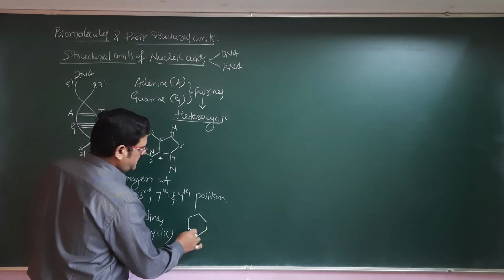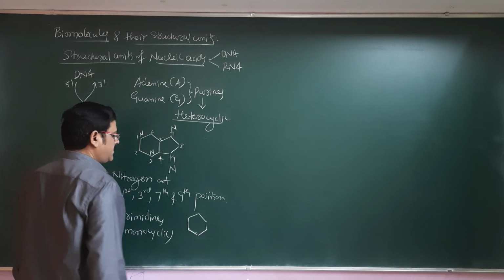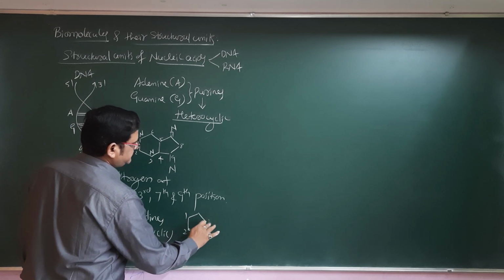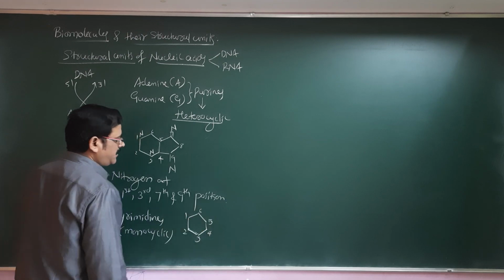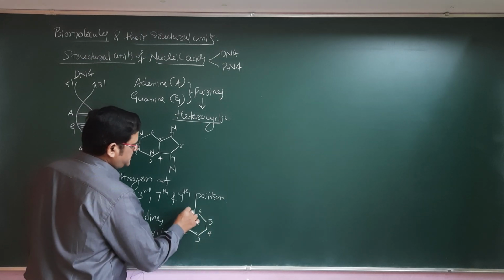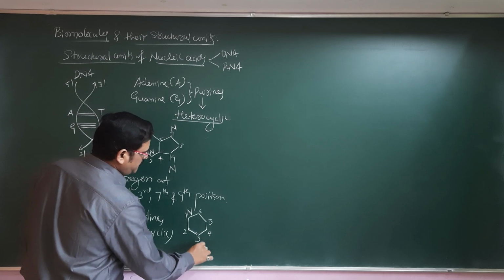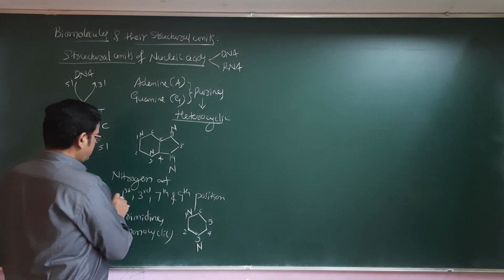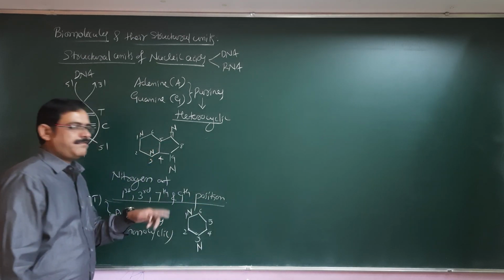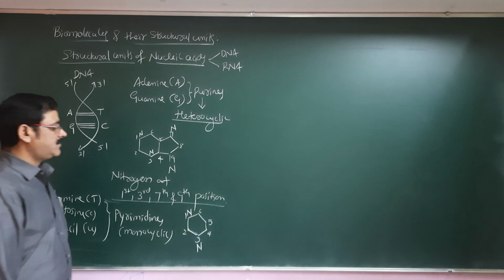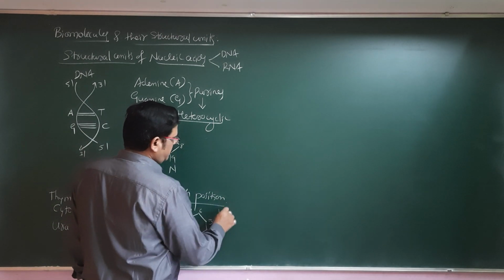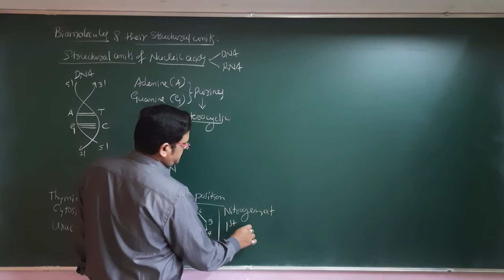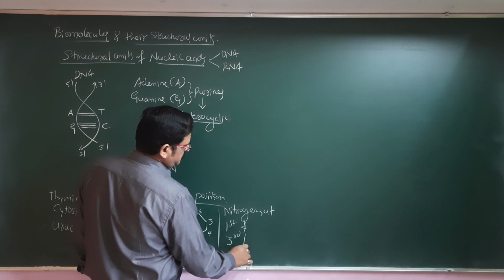They have the first, second, third, fourth, fifth and sixth carbon positions, but at the first position they have nitrogen, and at the third position they have nitrogen. Thus they are called nitrogen bases only because of having nitrogen in their structure. So they have nitrogen at the first and third positions.